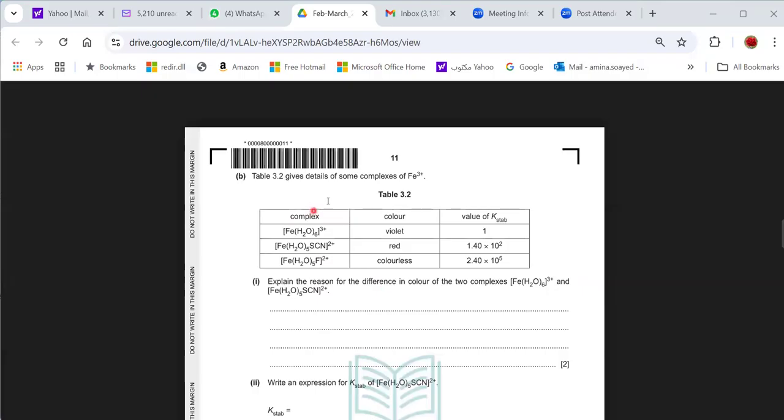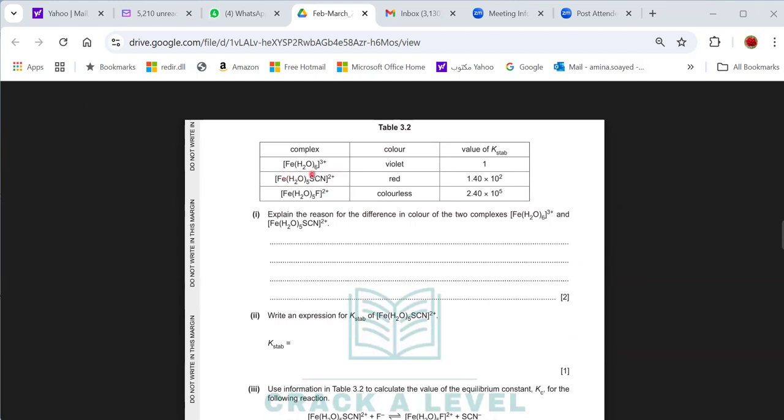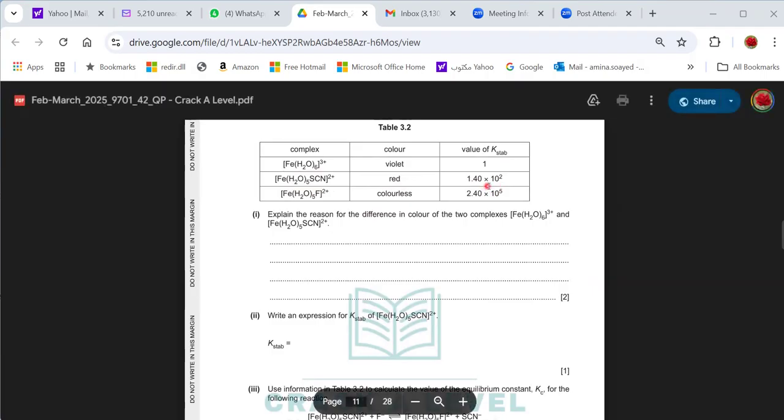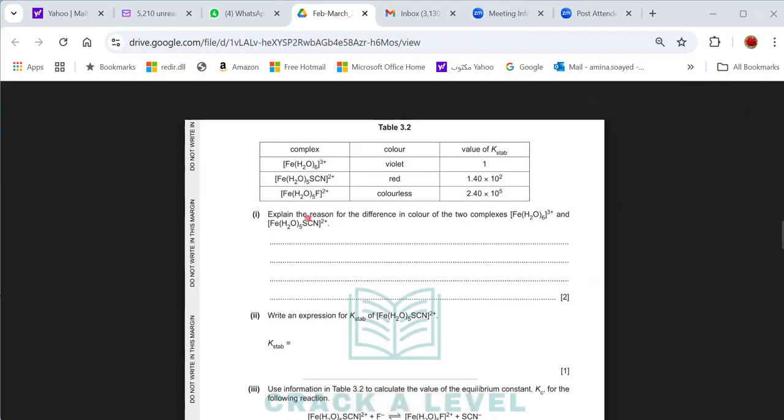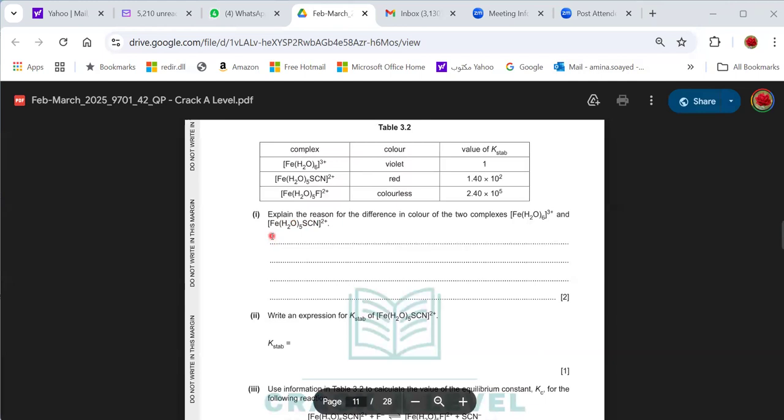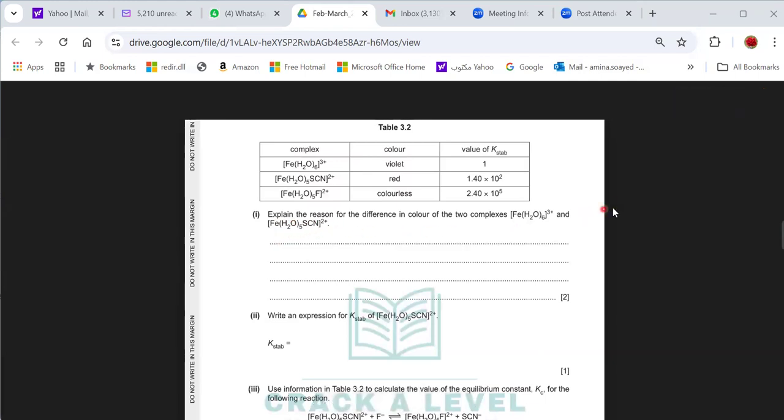Here it says table 3.2 gives details of some complexes of iron plus 3. So here we have Fe(H2O)6 plus 3. It has a violet color, and the value of the K stability is 1. The Fe(H2O)5SCN plus 2 is red. The K stability is 1.4 times 10 to the power 2. The Fe(H2O)5F plus 2 is colorless. The K stability is 2.4 times 10 to the power 5. Explain the reason for the difference in color of the two complexes, Fe(H2O)6 plus 3 and Fe(H2O)5SCN plus 2.